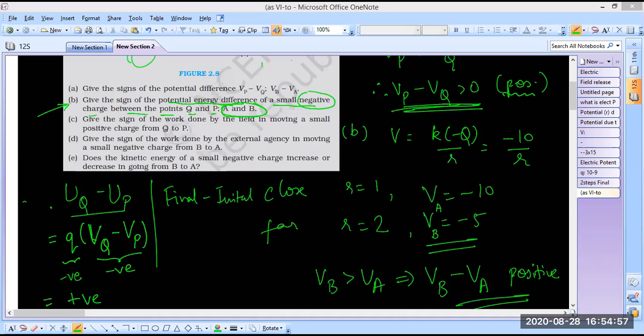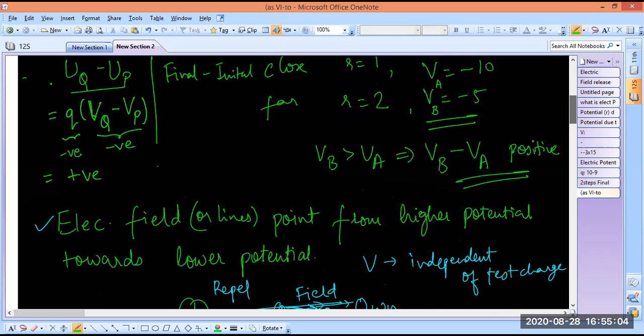I agree, right? So if this is asked in the exam, I will request all of you to write it completely like this: UQ minus UP positive and UP minus UQ negative. Be on the safe side, okay?